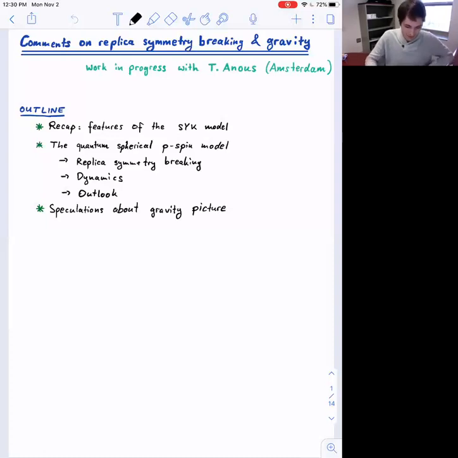All right, so the outline of my talk, you can see here. I'll first remind you of a few basic aspects of the SYK model that will be relevant. And then I'll tell you about a different model. It's called the quantum spherical p-spin model in the literature, which is at first sight very similar to the SYK model, but we'll see in what sense it's also quite different and why that is interesting. So in particular, I'll focus on replica symmetry breaking, which I'll explain, and how that happens in this quantum spherical p-spin model and how it does not happen in the SYK model. Then I'll tell you a little bit about dynamics in this model and correlation functions. And in the end, I'll give some comments about a possible gravity picture.